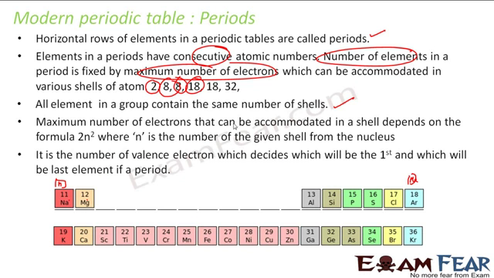And it is the valence electron which decides which element will be the first and which will be the last. For example, the one with 1 valence electron will be the first, and the one with 8 valence electrons will be the last. Correct? The exception is the first period, where helium has 2. I mean, you can say that the one with 1 valence electron is the first, and the one which has the valence shell completely filled is the last.